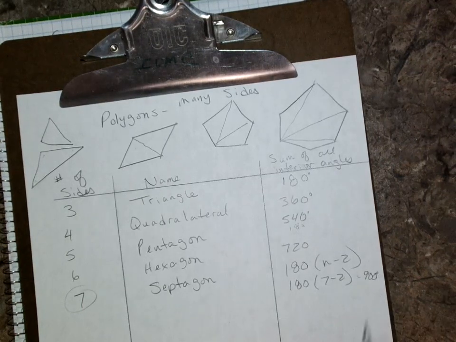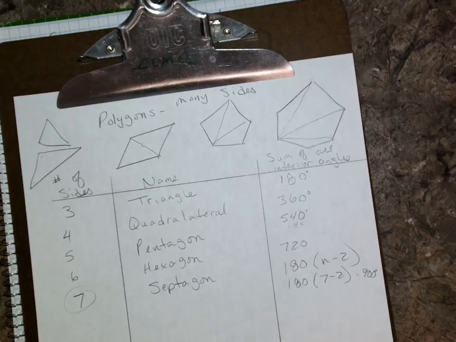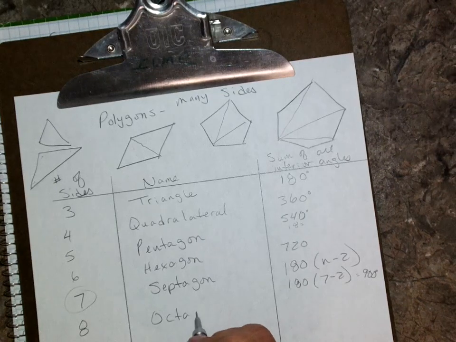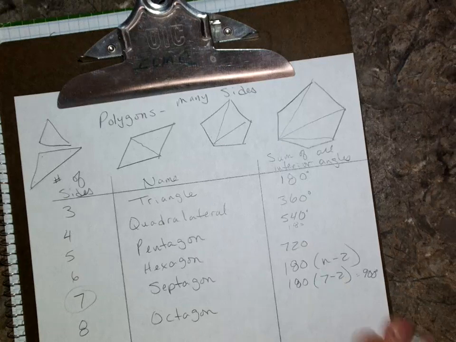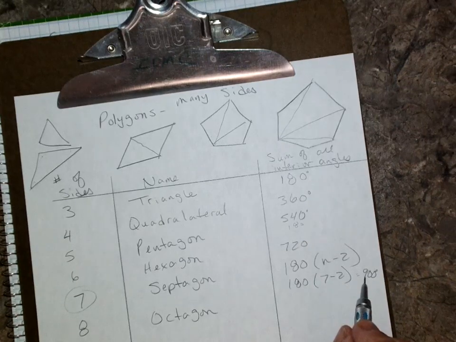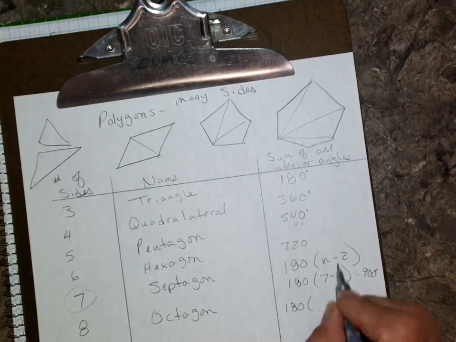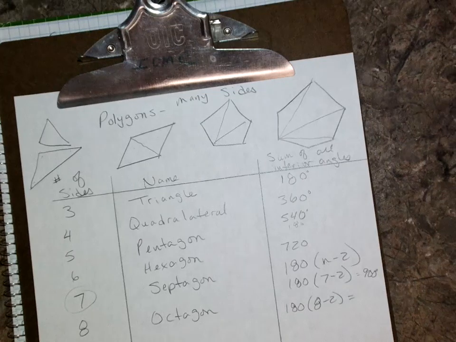900 degrees if you were to add them all, and I'm not going to try to draw a septagon because I can't. 8 sides, you guys know that's an octagon. Again, if you want to find the sum of the angles, you either keep adding 180, which gives 1080, or you can just use your formula: 180 times n minus 2, or 8 minus 2, will give you the sum of all the angles.